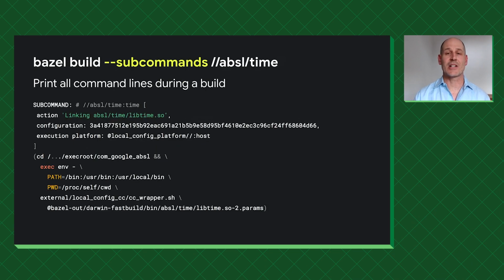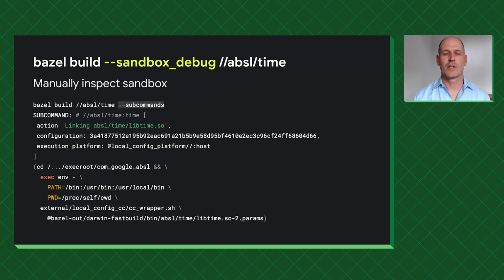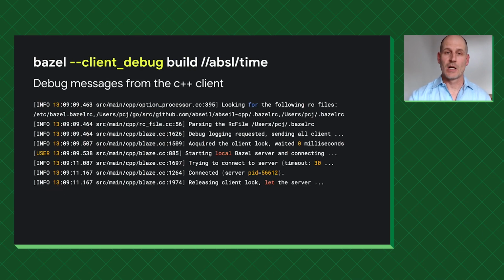The next is --subcommands. This is useful for printing the command lines for the actions that are spawned by Bazel during your build. And that pairs nicely with --sandbox_debug. And sandbox_debug will prevent Bazel from tearing down or removing all those symlinks and files in the sandbox. So you can cd into it and do a postmortem, try to figure out why the action isn't working. There's also --client_debug.